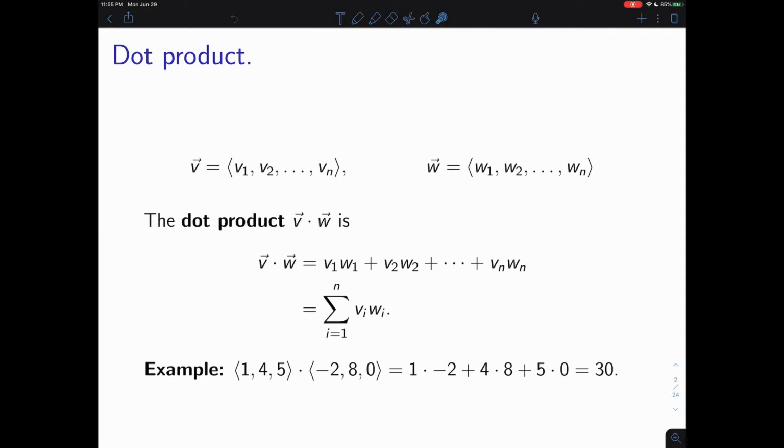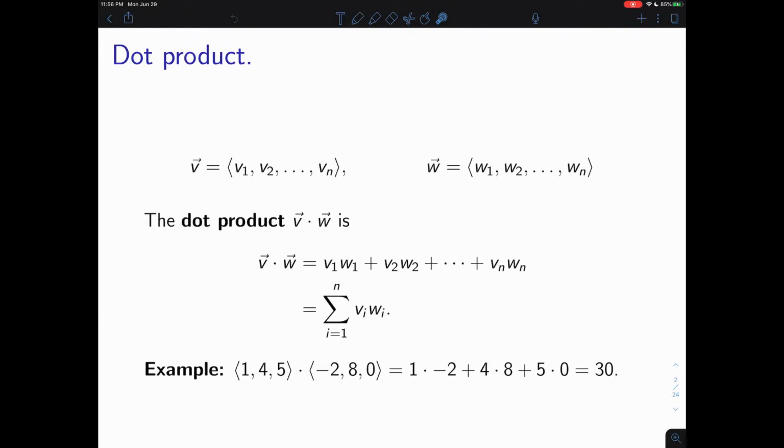If you remember your summation notation, this symbol is the Greek letter sigma, and it means summation or adding up. And we're adding up vi times wi, where i equals 1, 2, 3, up to n. So this is summation notation. This line is summation notation that means the same thing as the line before.